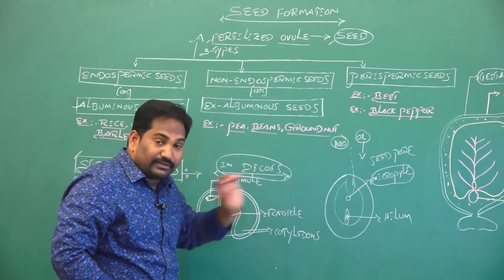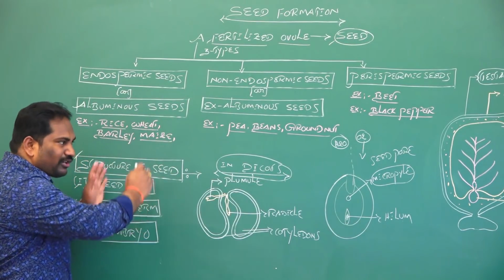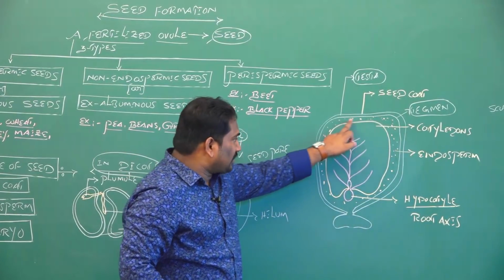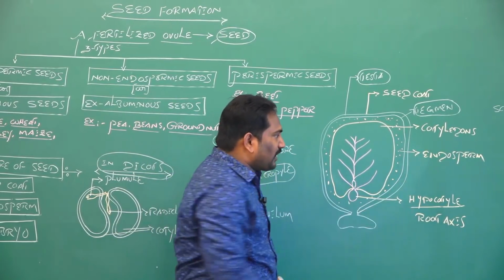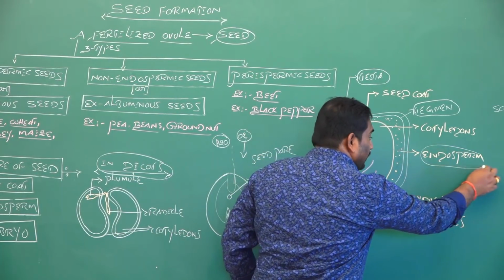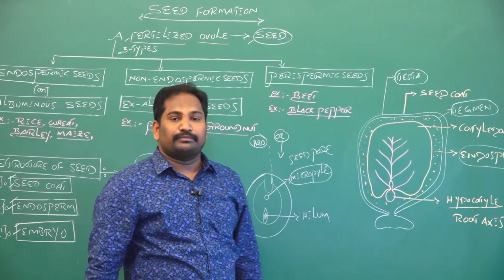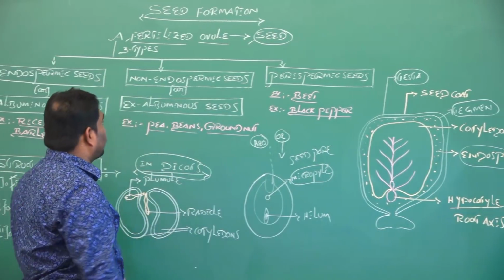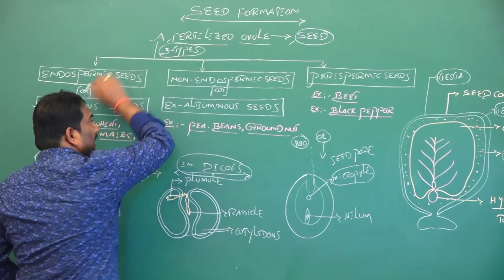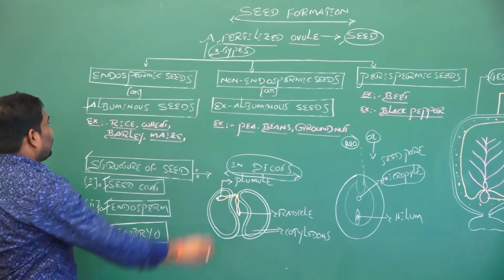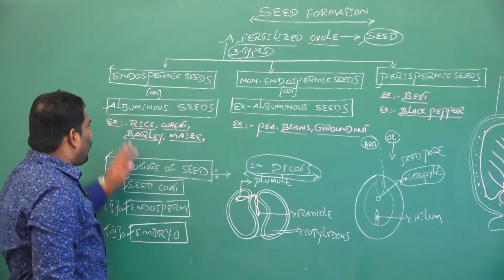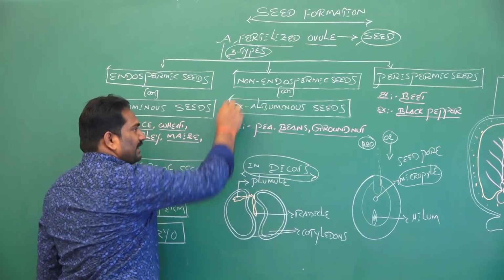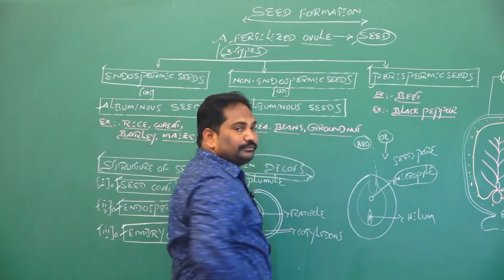In the structure of seed, the endosperm is present or absent. It's one of the nutritive tissues, responsible for nourishing the growing embryo. Because of whether the endosperm is present or absent, seeds are classified into three types: endospermic seeds or albuminous seeds, non-endospermic seeds or exalbuminous seeds, and perispermic seeds.